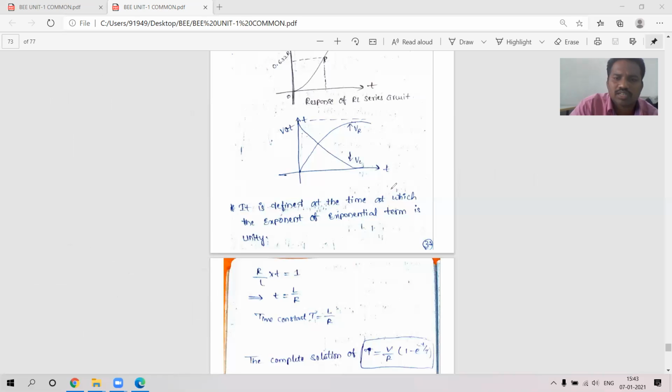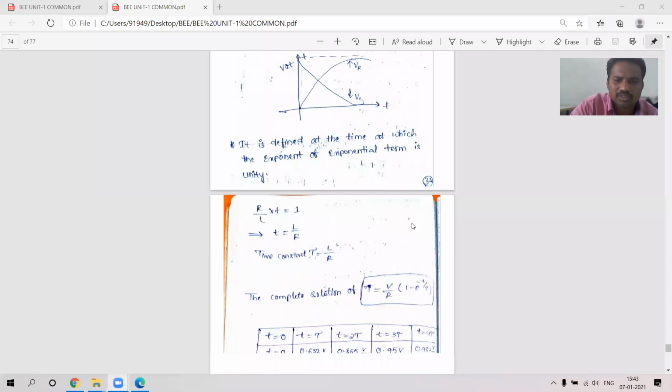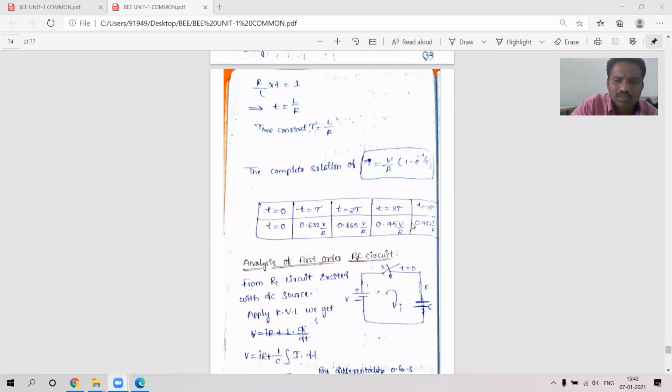So let me show you those values first. When you substitute those values, these are the results. T equal to 0, what is I? I is equal to 0. I is equal to 0.632 V by R, just now we got this. Then it is 0.865 V by R, 0.95, and it is 0.982 V by R. That means the value will be becoming unity, almost 1. That is, I is equal to nearly V by R.